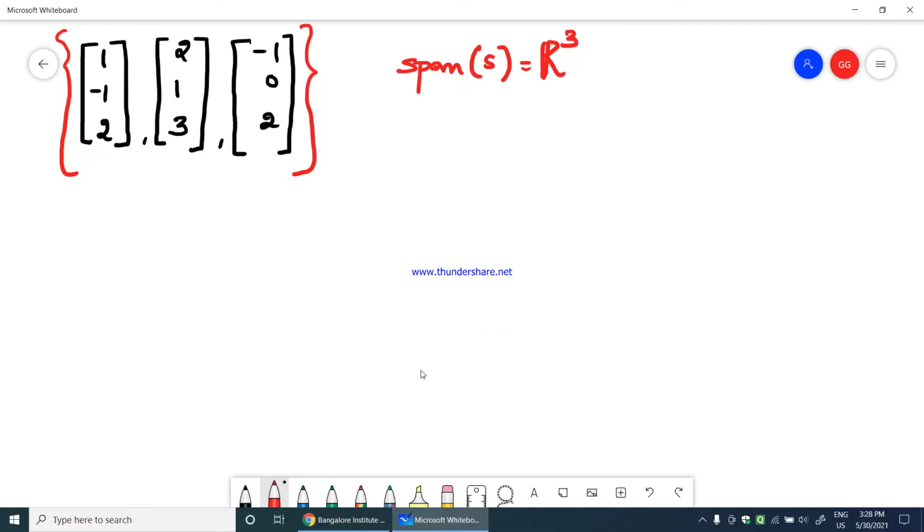Now consider the set of these three vectors: (1, -1, 2), (2, 1, 3), and (-1, 0, 2).